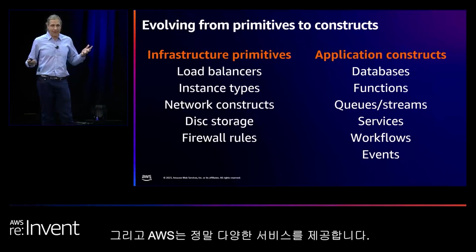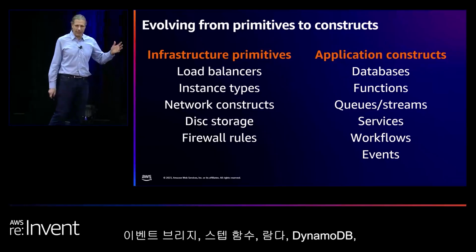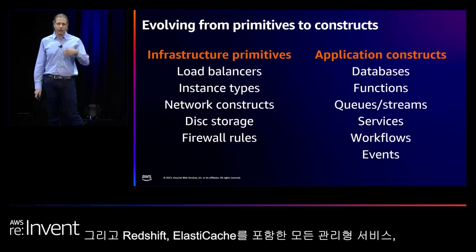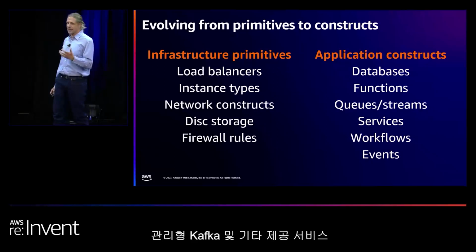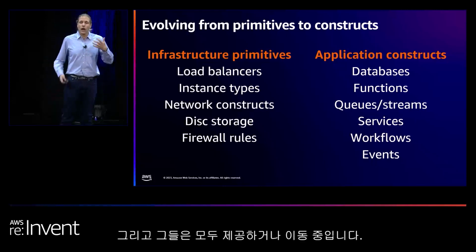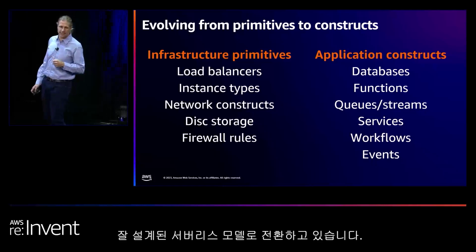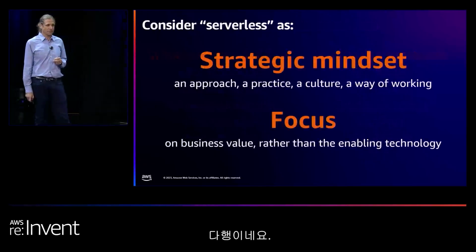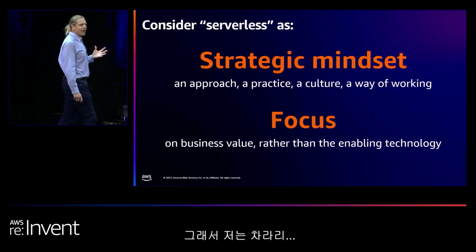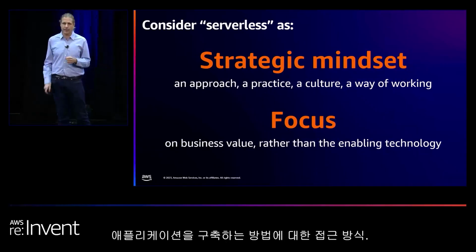And AWS really has the broadest selection of services to offer those application constructs. EventBridge, Step Functions, Lambda, DynamoDB, and all our managed services, including Redshift, ElastiCache, Managed Kafka, and others that are offering serverless services. And they're all offering or moving to a more serverless model where we bake in the well-architected goodness for you. So I'd like you to consider serverless as a strategic mindset, an approach to how you can build applications.